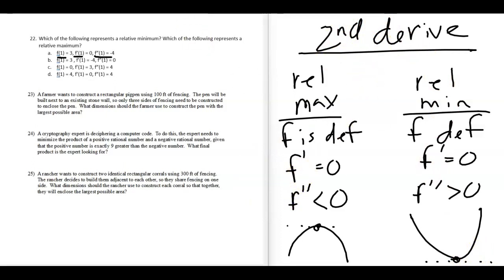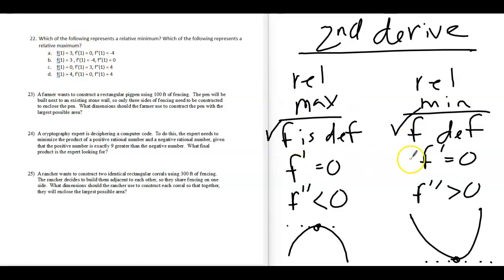So let's go ahead and take a look at what we have here. For all of these, notice that f is defined. F of 1 is 3 here, f of 1 is 3, f of 1 is 0, f of 1 is 4. So for each one of these options, the first criteria is good. So this isn't going to really be of much use to us.